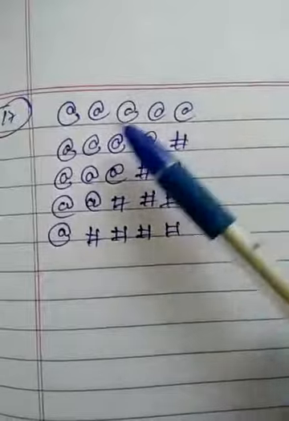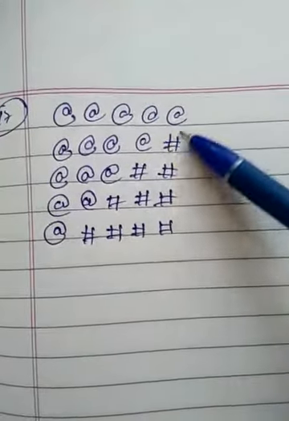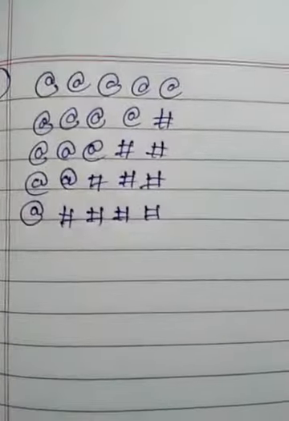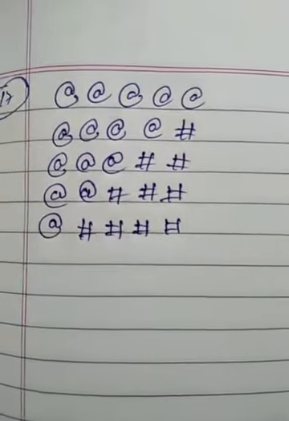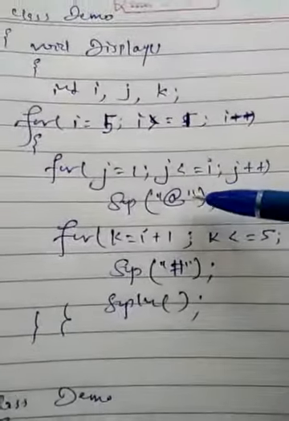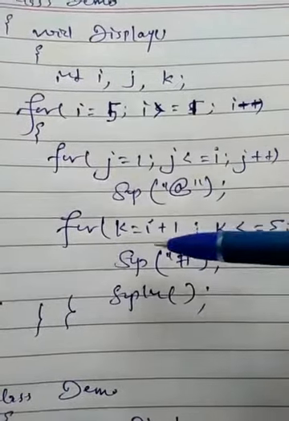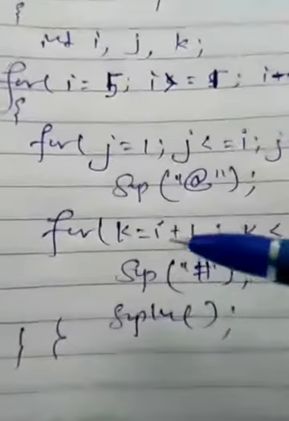In this case, again, we will break this into two patterns. First will be the at the rate sign and second will be the hash sign. So the loop will execute first 5, 4, 3, 2, 1. So the first loop will be 5 to 1, the second loop 1 to i. So the at the rate will be printed first 5 times, and k will start from i plus 1. The current value of i is 5, so k will become 6.